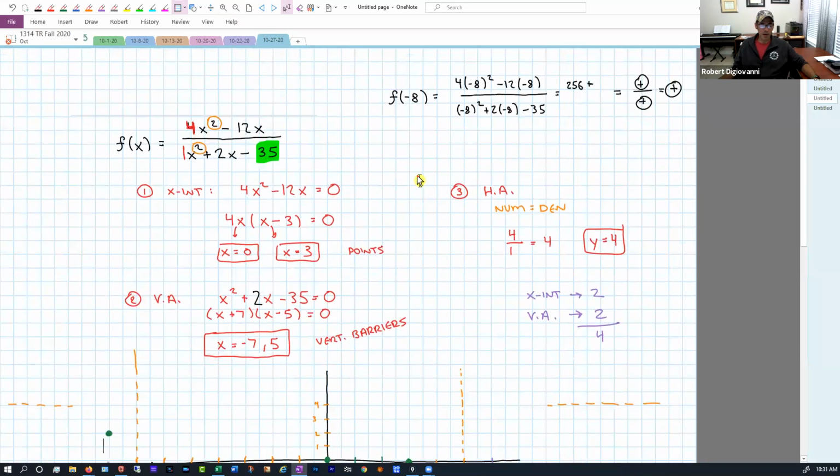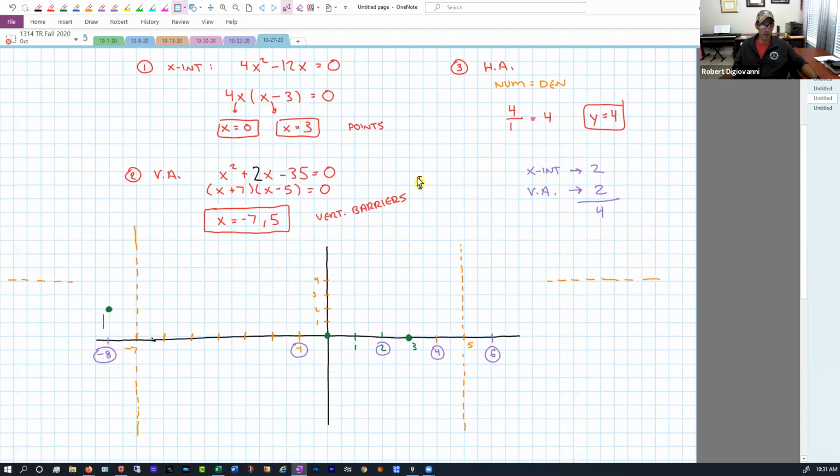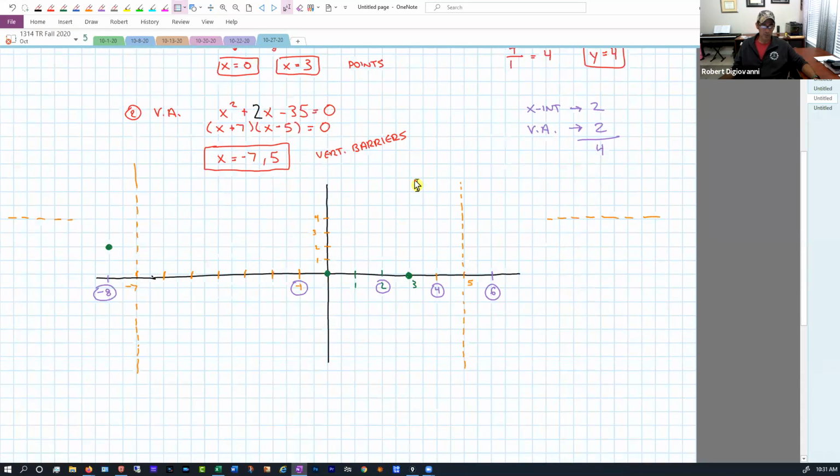Okay, now at this point, you would have to continue with the 4 other points. I'm not going to, but I am going to tell you what you would get. If you plugged in -1, you would get a negative number. If you plugged in +2, you would get a positive number. If you plug in 4, you're going to get a negative number. And if you plug in 6, you're going to get a positive number. I'm going to put it way up there.